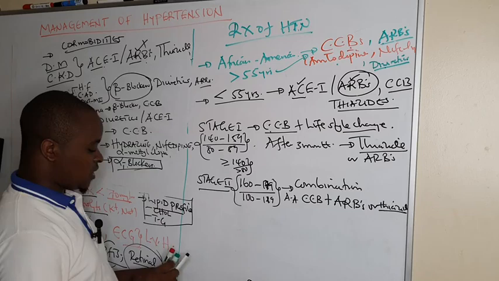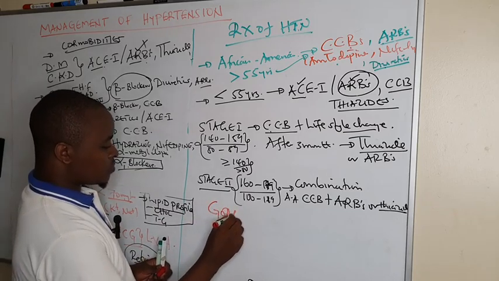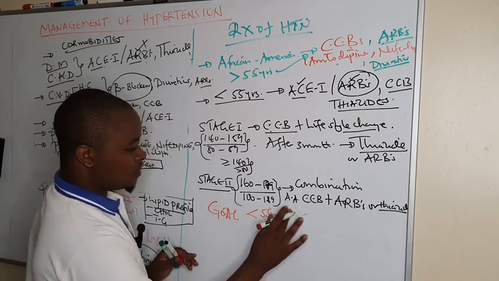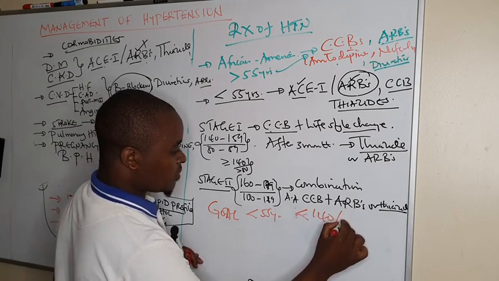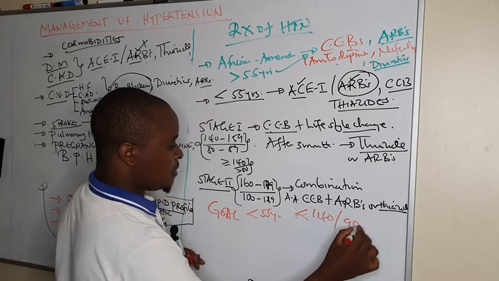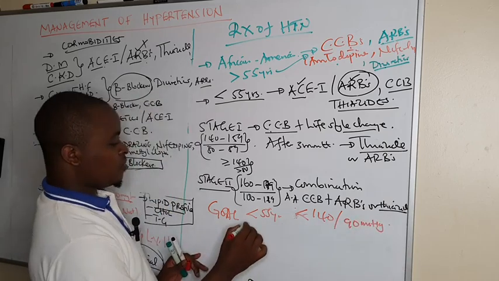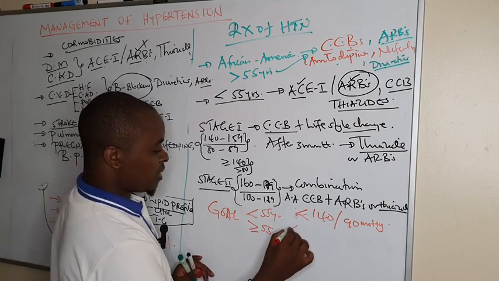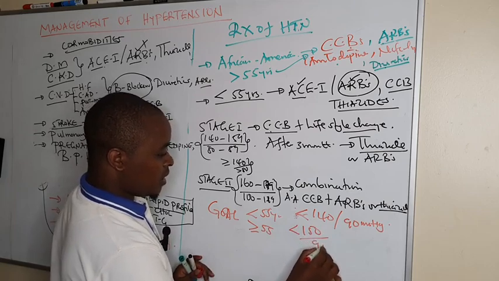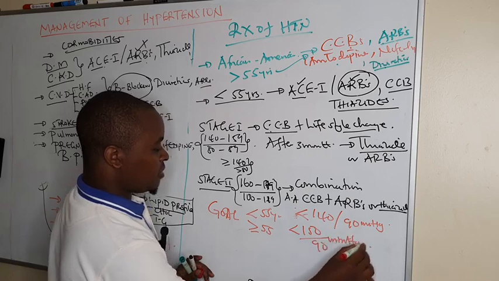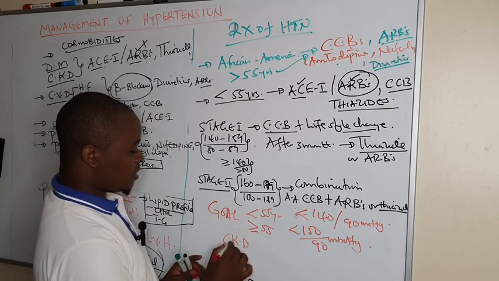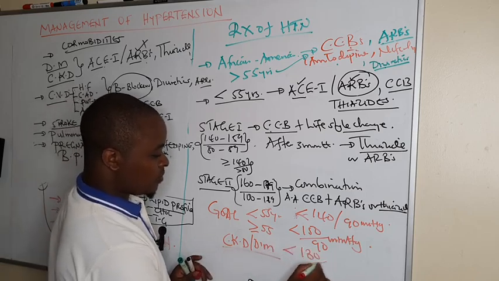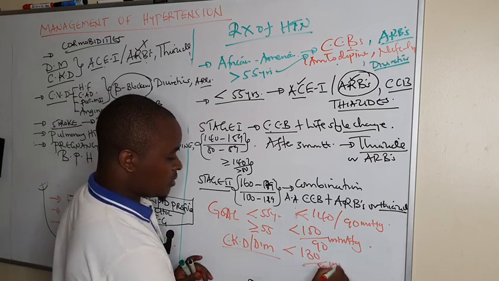And as we have said, as we are concluding, the therapeutic goal: if the patient is less than 55 years, the pressure should be less than 140 over less than 90 millimeters of mercury. Then for patients greater or equal to 55 years, and they are hypertensive, the goal is to keep the pressure less than 150 over 90 millimeters of mercury. Then for patients with chronic kidney disease or diabetes mellitus, these are comorbidities, the goal is to keep pressure below 130 over 80 millimeters of mercury.